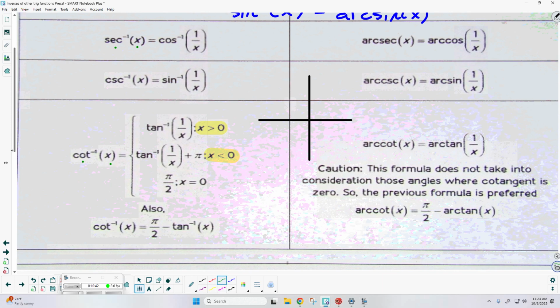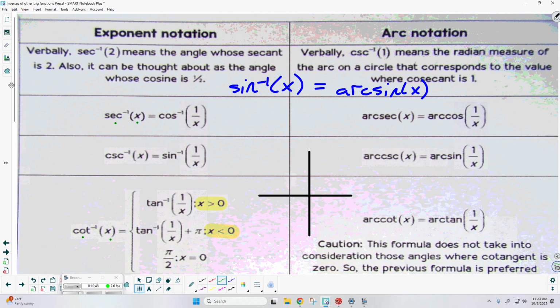And then the second column over here, this is just introducing a new notation. If I take the word arc, A-R-C, and simply place that in front of a trig function, that means inverse. It's just another way of writing it. So if I had sine inverse of x right here, that equals arc sine of x. So arc is just going to mean inverse for us.